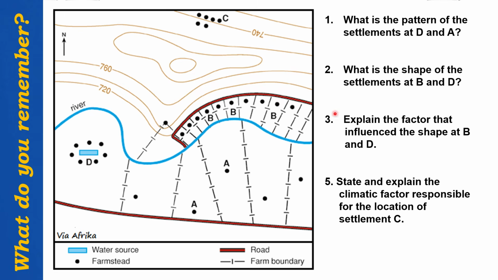Okay, now let's go over the question. What is the pattern of A and D? At A, you can see the pattern is alone there. So, is it nucleated? Is it dispersed?